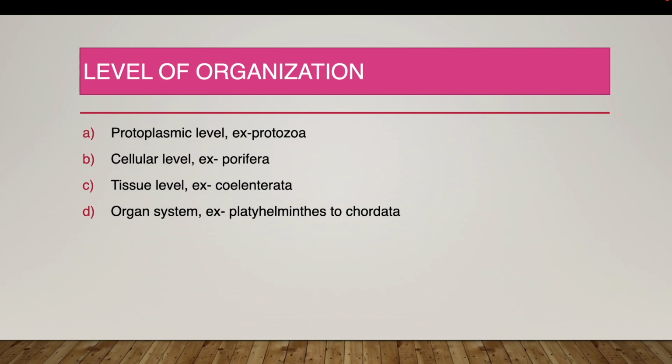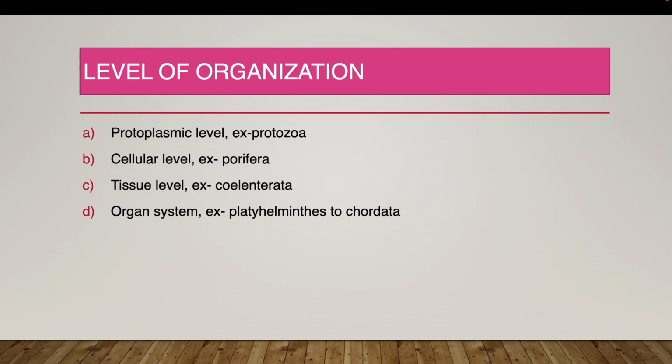All the physiological activities can be done by the cell, or at the cellular level. So the next level of organization is the cellular level. Here comes the Porifera phylum. Porifera means pore-bearing animals. This phylum has multiple cells but not tissues. That means although cells are there, they are not in an organized form. That's why they are called the cellular level of organization.